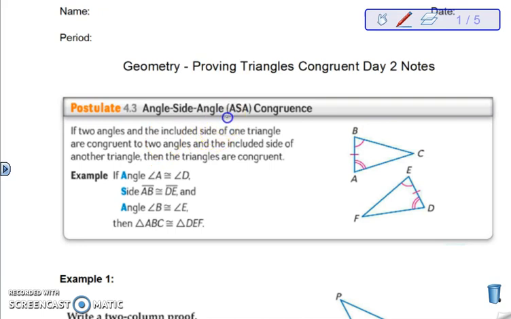So a new one we're going to add today is angle-side-angle, which means that we have a pair of congruent sides stuck between 2 sets of congruent angles. If you notice, as we are looking at the markings on these triangles, over here they have an angle marked, over here they have a side marked, and over here they have an angle marked. So if I read that in order, it's angle, side, angle.